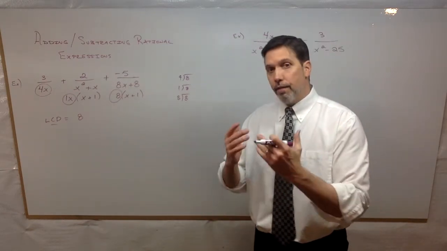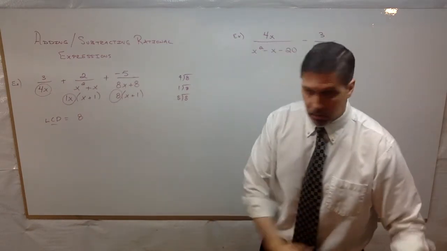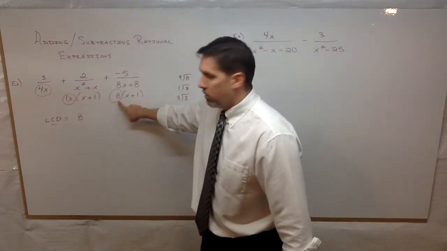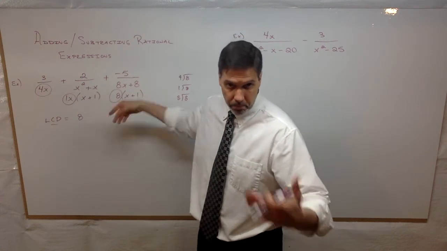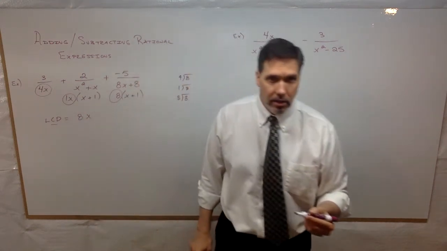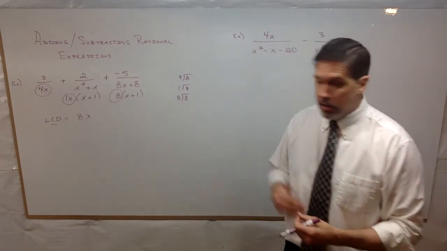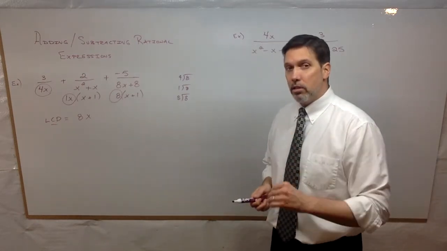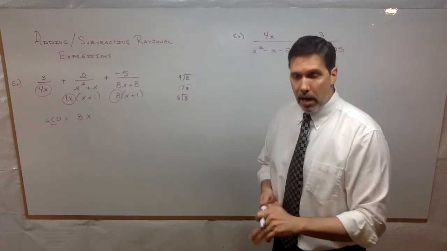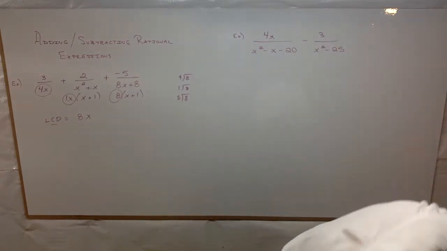Okay, now consider the variables of the monomials. This has one factor of x. This has one factor of x. This has no factors of x. Well, the LCD has to accommodate the greatest number of factors, whether it's in common or not. So 8x is the LCD of all the monomial factors. Once you take care of the monomial factors, you move on to the binomial factors.